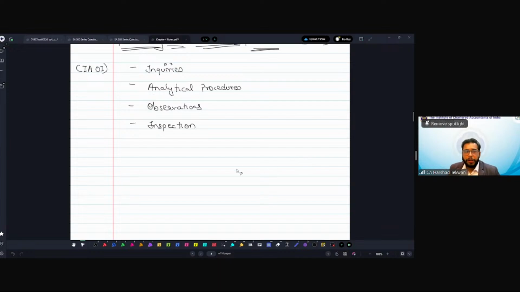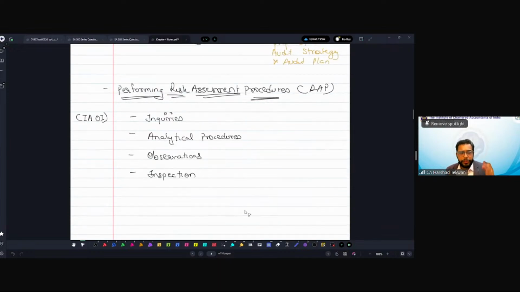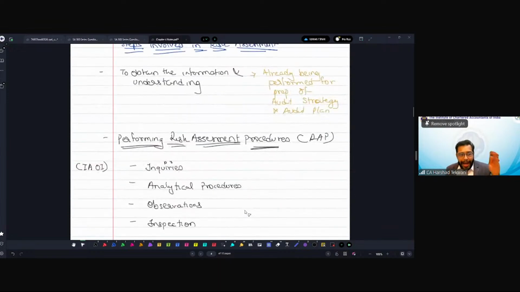So for this particular part, inquiries, analytical procedure, observation and inspection, I have already obtained the information and understanding that was already prepared, already being performed for the preparation of the audit plan and audit strategy, and that information will help me to perform this kind of activity, risk assessment procedures.